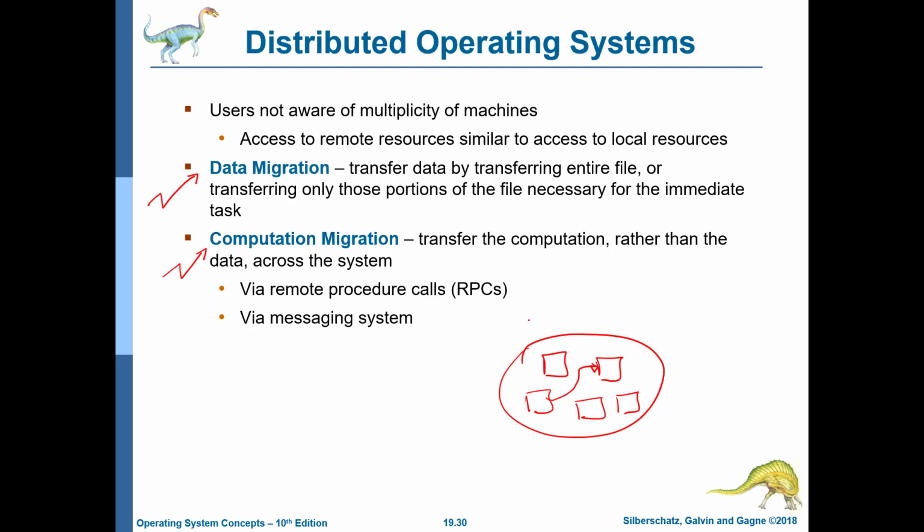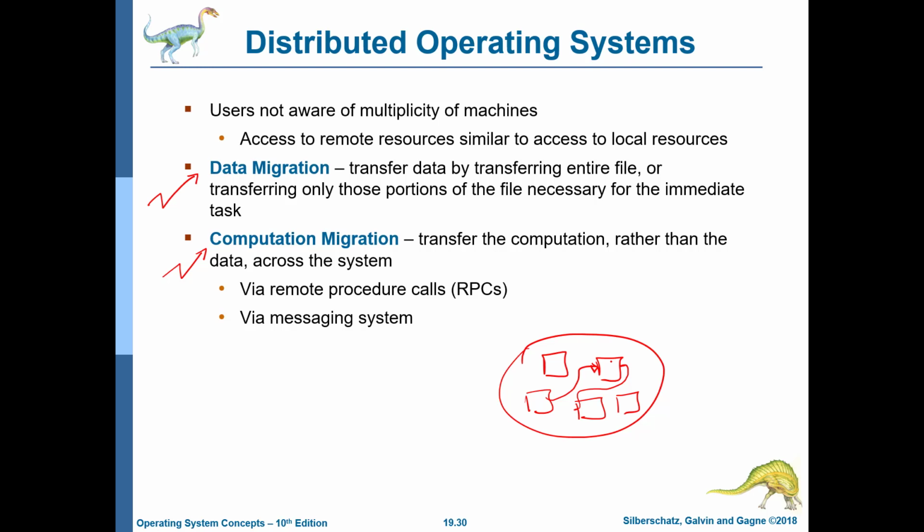There are a few more aspects. For example, it is very well possible that I may be running a program over here, and then maybe some other function is hosted over here. So I'll make a remote procedure call and then access that function. Or I can use a messaging system and then I can get computation results or pass computational arguments.